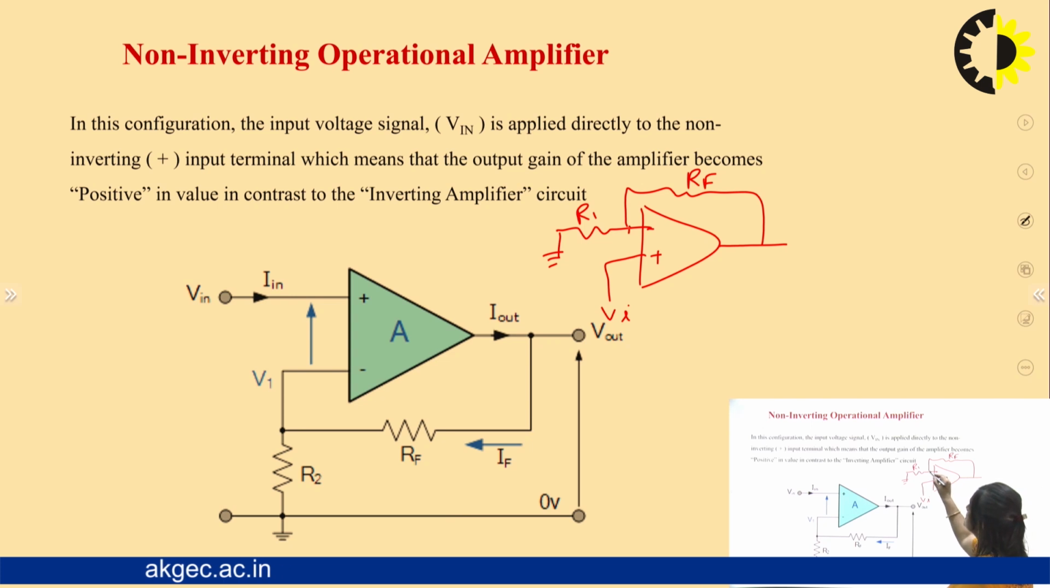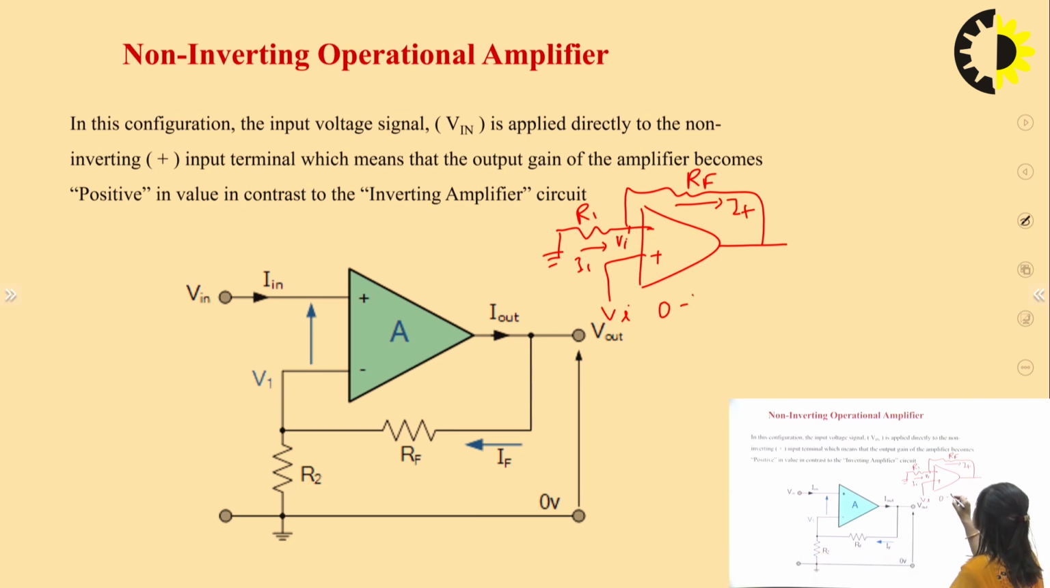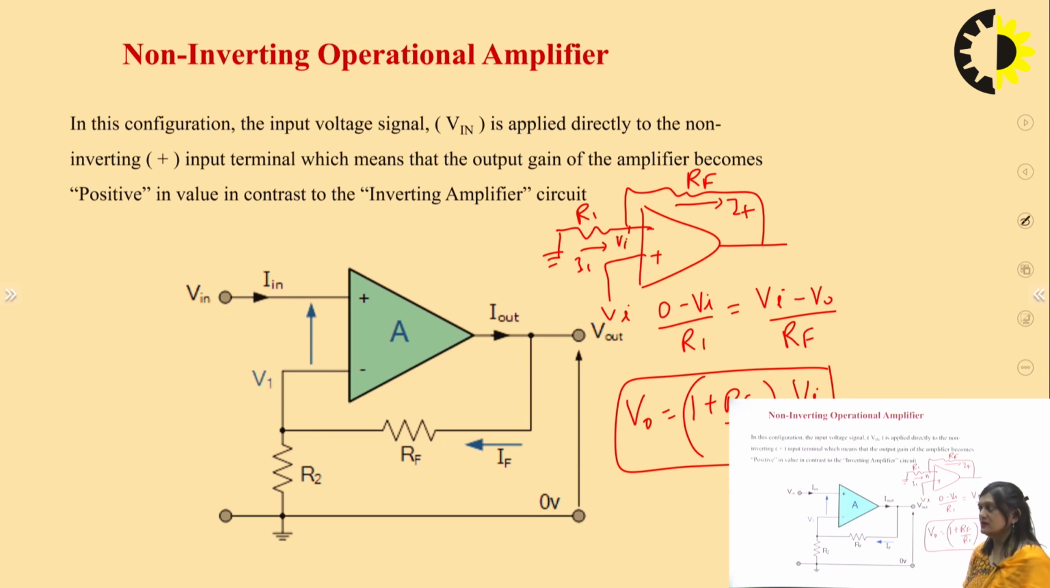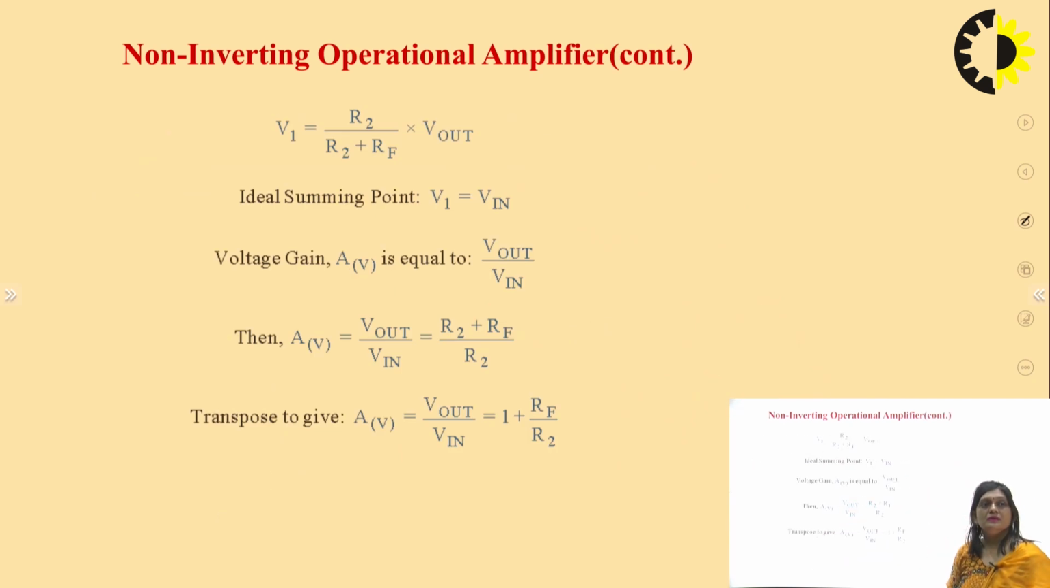So we can see that this point is at Vi potential. So this is current I1, this is current IF. I1 is (0 minus Vi) upon R1, and IF is (Vi minus V0) upon RF. On further solving we get V0 equal to (1 plus RF upon R1) multiplied by Vi. So this is the output voltage gain in case of a non-inverting amplifier. This derivation I have done in the previous slide.